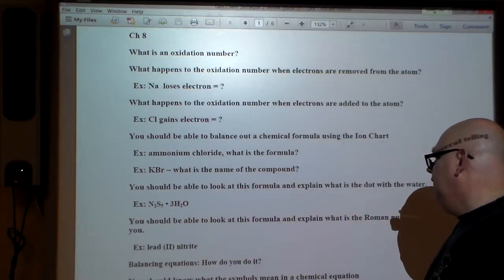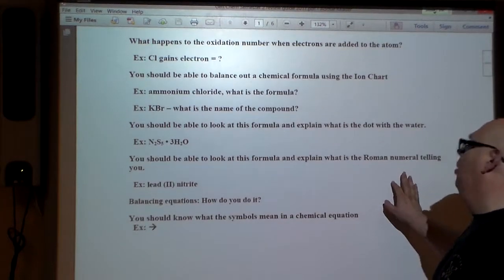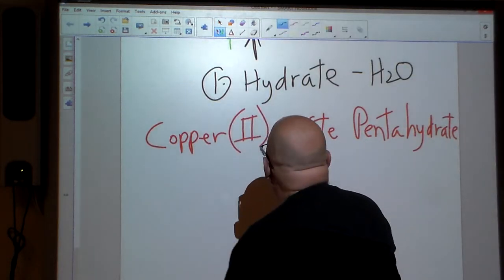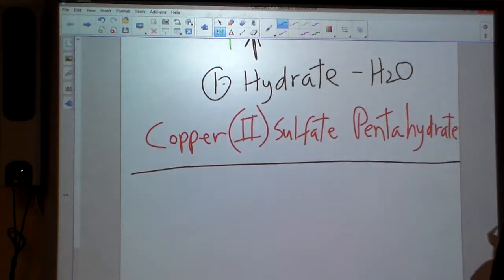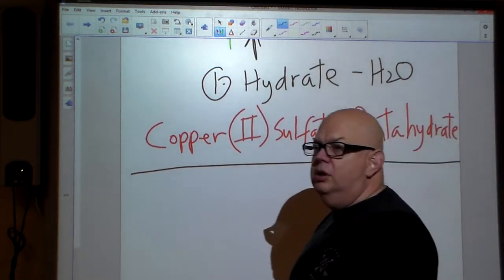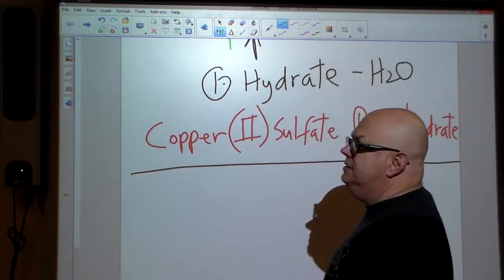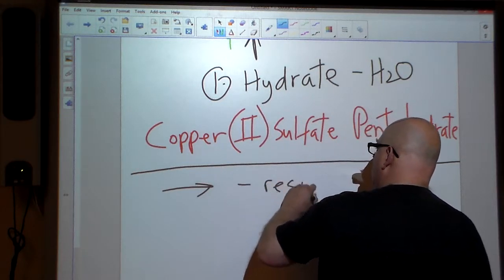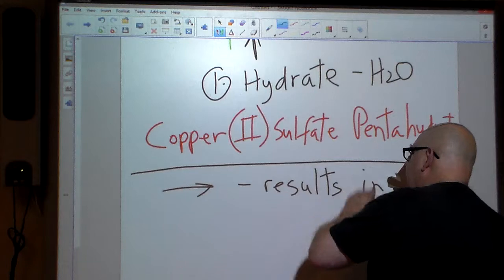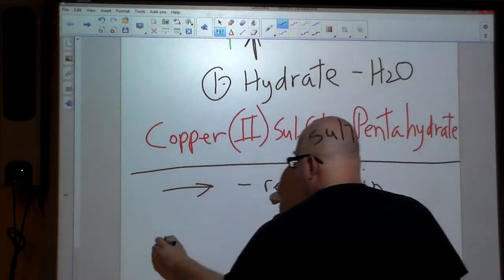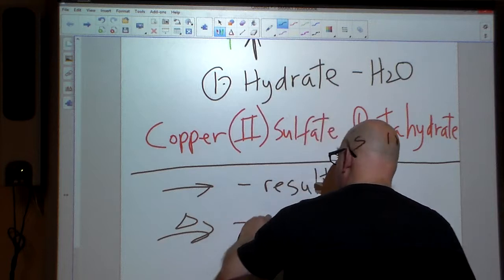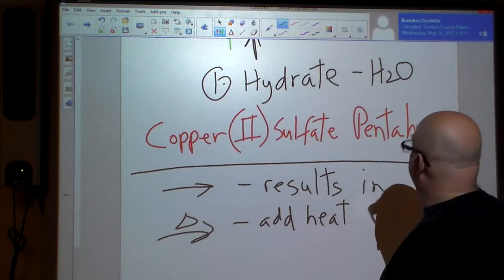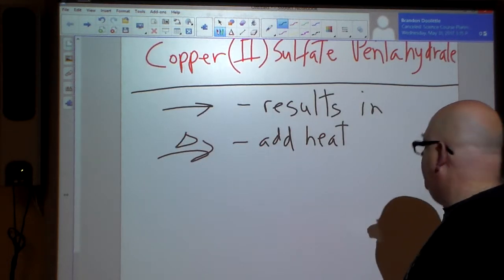Okay? Let me check. Did I cover everything on here? Yep. Oh, symbols meaning in a chemical equation. All right. So let me wrap this up here. Okay? So when they talk about symbols in the chemical equation, you have those symbols in the notes that show you things. For example, the arrow, this should be "results in." That would be an example of that. If we have here a little triangle, that means add heat.